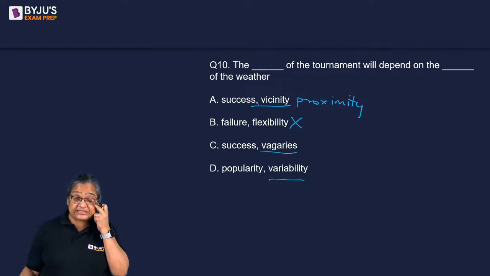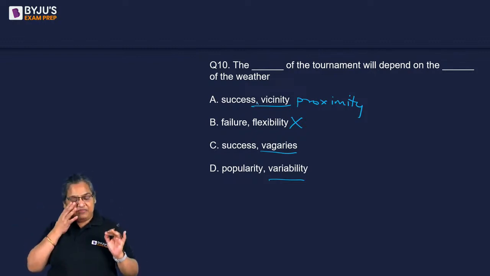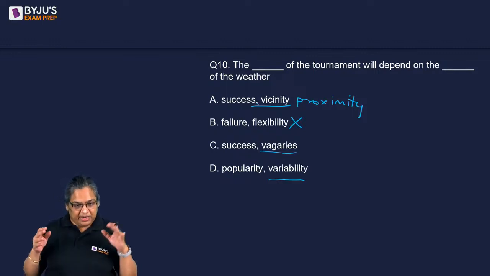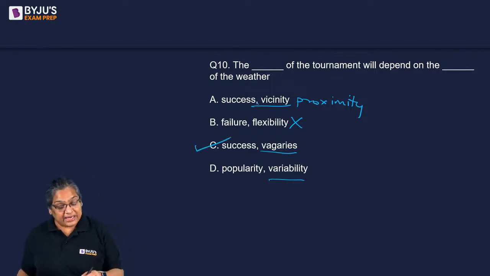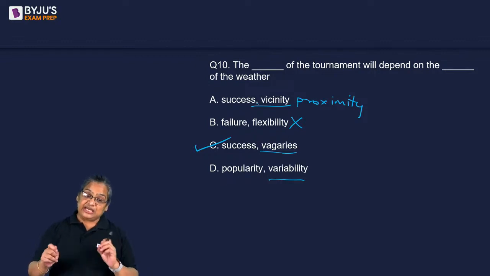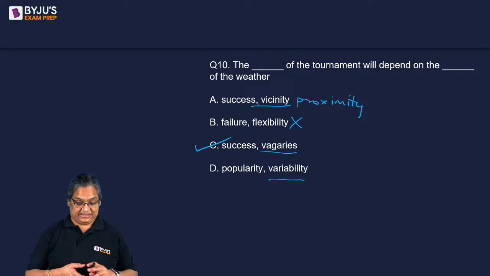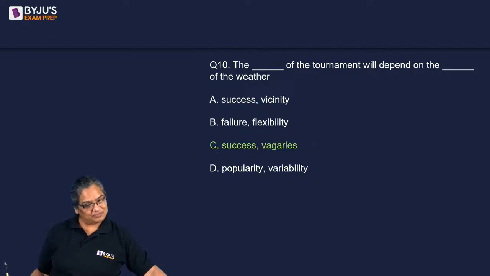Vagaries means uncertainties. As long as it doesn't rain, it's fine. Even if it rains, it should rain in the morning. Even if it rains, there should be enough time for the super soaker to work, and at least 10 overs for each team. So vagaries. Now variability means changing, deviation, but that does not necessarily mean uncertainty. And popularity depending on variability doesn't make sense.